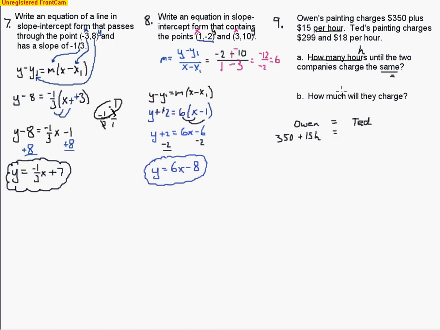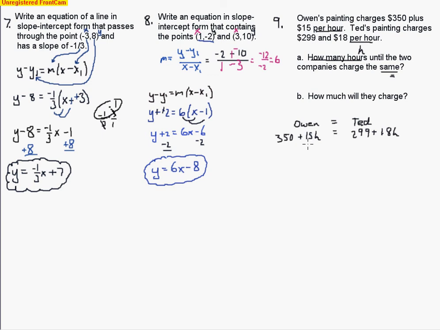equals, now Ted, he charges $299. So that's a constant amount. He's always going to charge, but then he adds on an hourly fee, which is $18 per hour. Per hour, we don't know how many hours, so we're going to multiply by that same variable h, because we want to find out when they'll charge the same. So from that point, we can just go ahead and isolate the h.